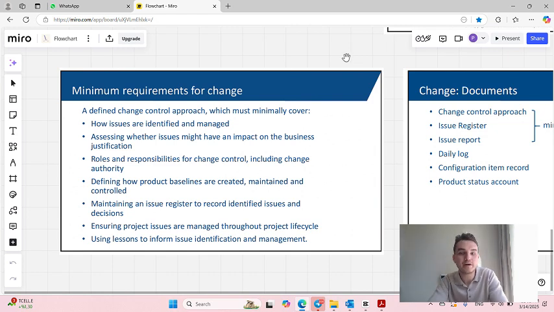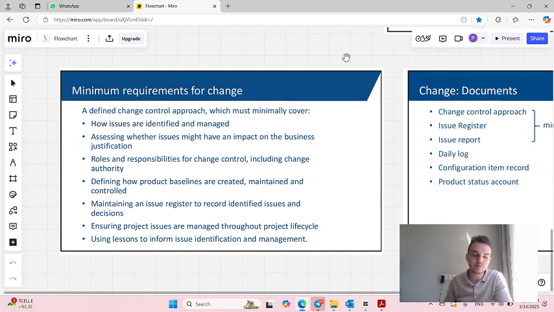Yeah, minimum requirements for change. So a change control approach should minimally cover the technique for issues, how they are identified and managed. On assessing the impact, you should have defined roles and responsibilities for change control. For example, you can be the one who decides and approves the changes, or you can escalate it to project board. You can be the one who identifies issue, or you can delegate it to the project team. So basically, you need to decide what works best at this project exactly.